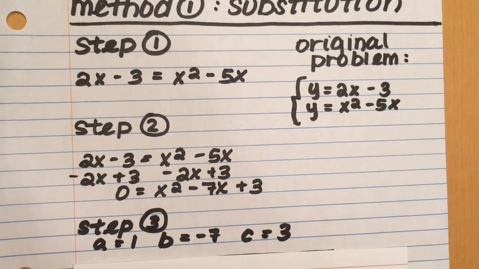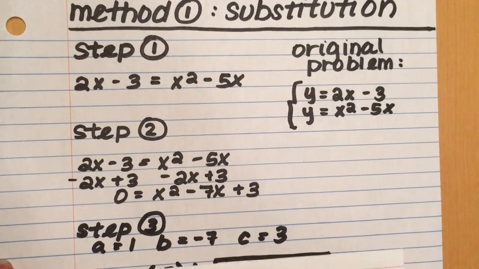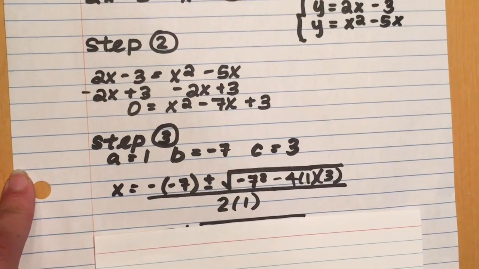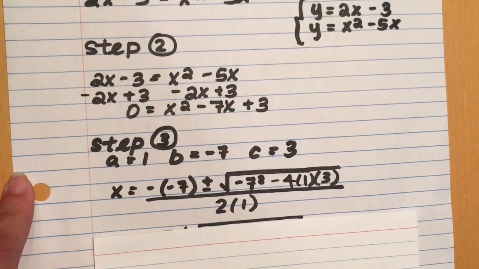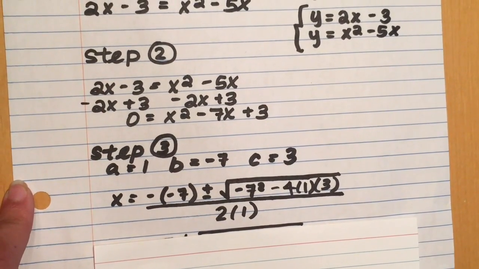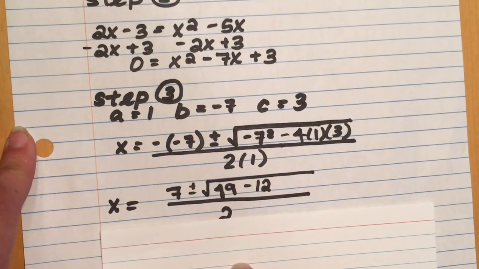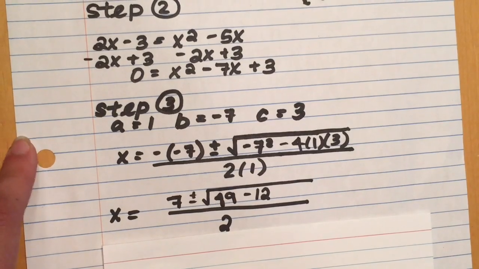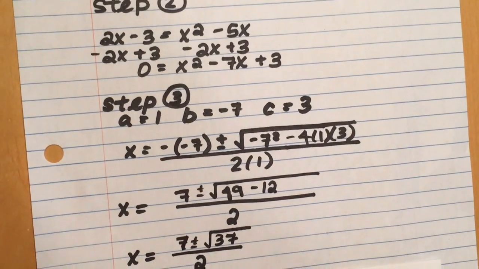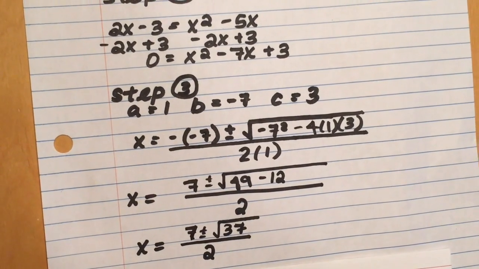Step 3. Since this equation cannot be factored, we must use the quadratic formula. A equals 1, B equals negative 7, and C equals 3. In this equation, x will equal positive 7 plus or minus the square root of negative 7 squared minus 4 times 1 times 3, over 2 times 1. Simplified even more, this will equal x equals 7 plus or minus the square root of 49 minus 12 over 2. The final answer is x equals 7 plus or minus the square root of 37 over 2.